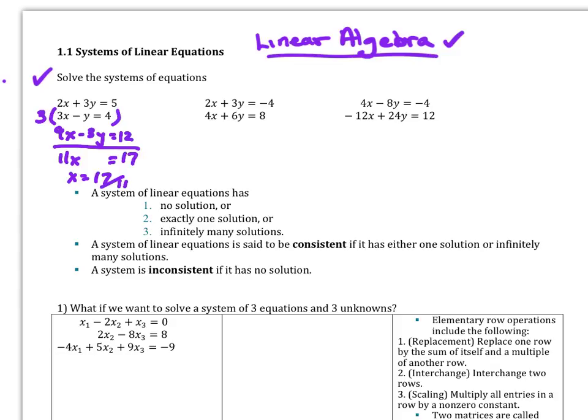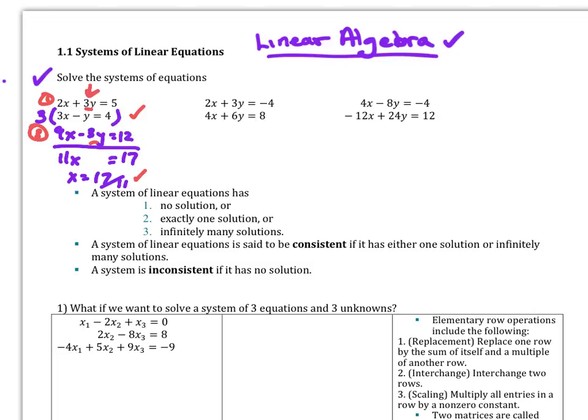So for the first one, I create a situation of elimination. I take the second equation and multiply by 3 because I know that the y's will cancel then. So I have a 3y here and a negative 3y here. Add those together, I'm going to get 0. So I'm going to add equation number 1 to equation number 3, and when I do that, I get 11x is equal to 17. And then x is equal to 17 over 11.